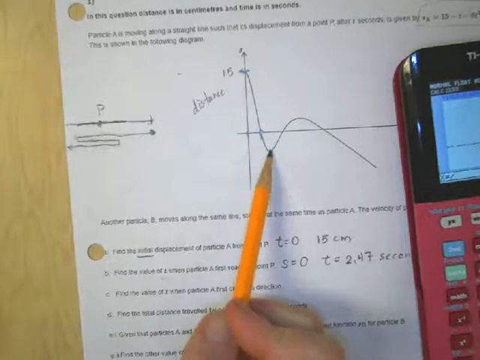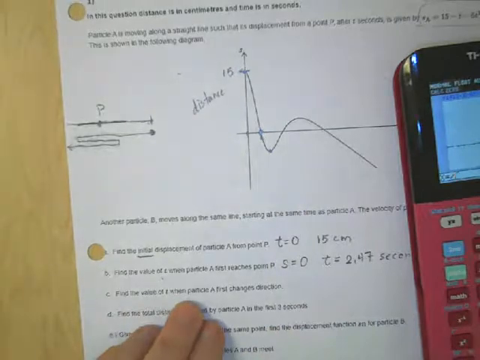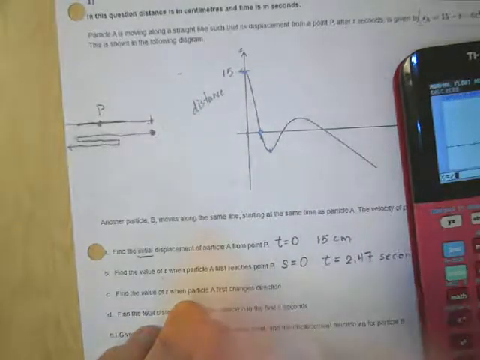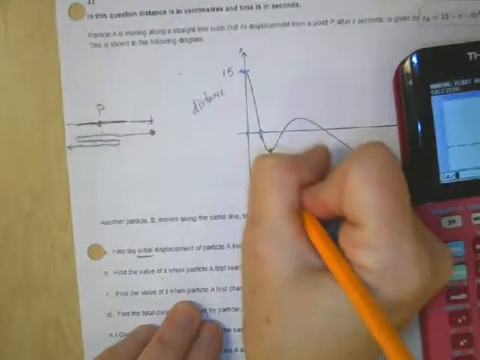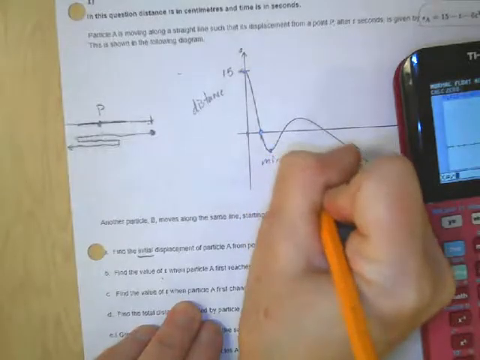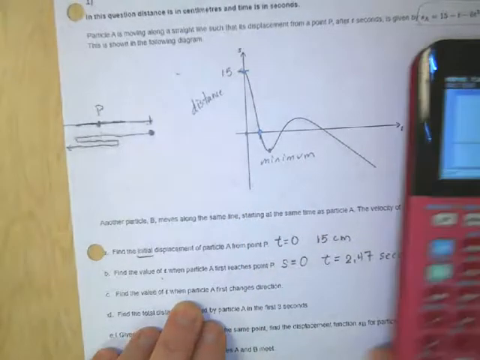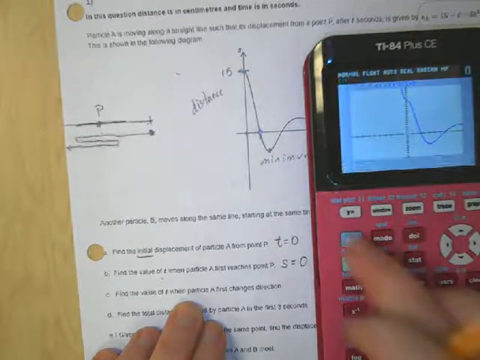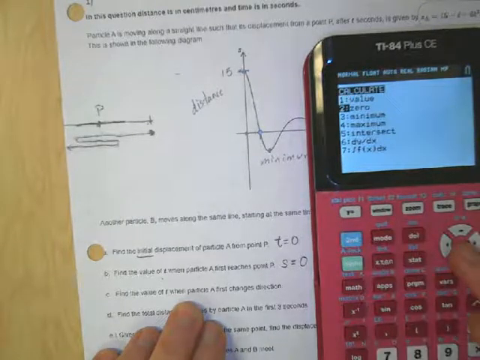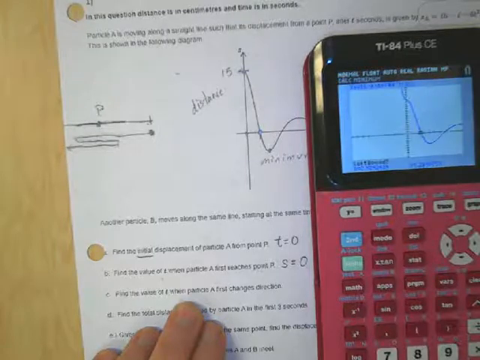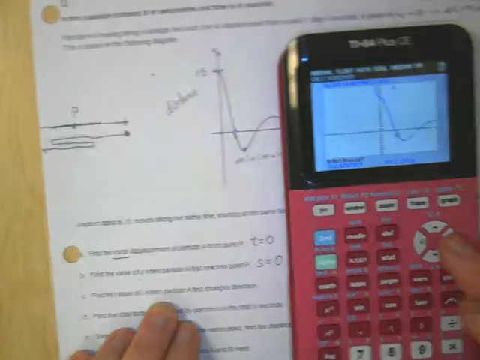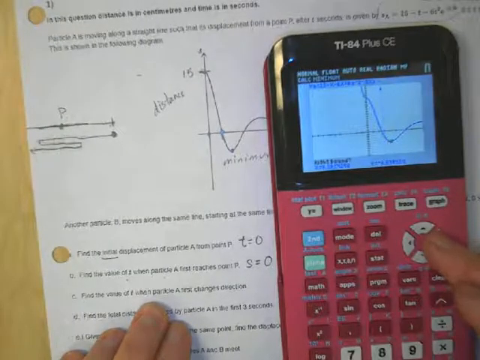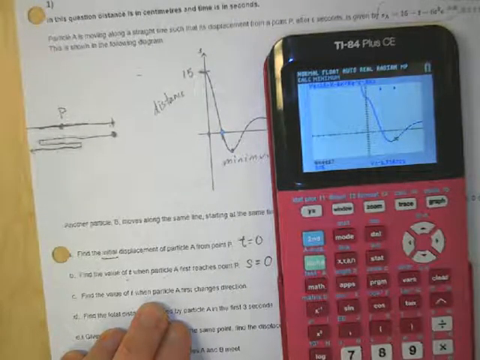So find the value of t when particle A first changes direction. Well, that would be a minimum. See, that's at my minimum right here. At the minimum is where it's changing direction. So let's, oops, clear that out. Let's find the minimum. So again, graphing calculator. This is my best friend. I want the left side of that minimum, and then I want the right side of that minimum, and enter.